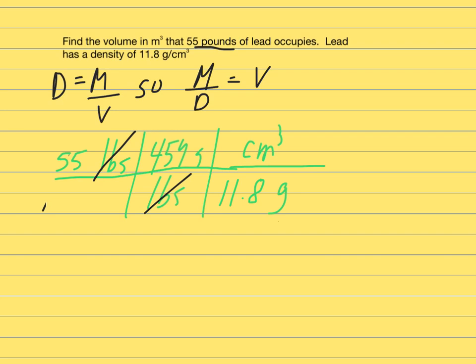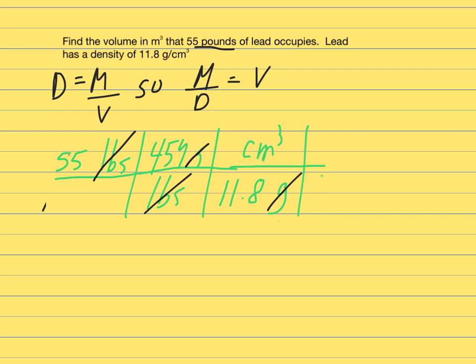Then I can use the density, which is 11.8 grams per cubic centimeter. Notice how I organize the density, though. I said there are 11.8 grams for every cubic centimeter, but I put the 11.8 grams on the bottom so that grams and grams would cancel out, and now I would have the volume in terms of cubic centimeters, which is really close to the answer I want, except I want it in terms of cubic meters.